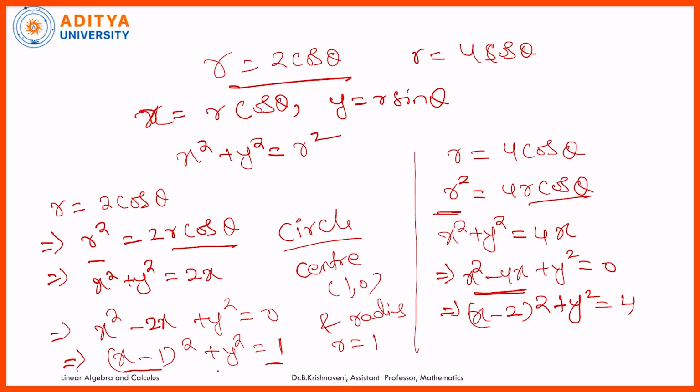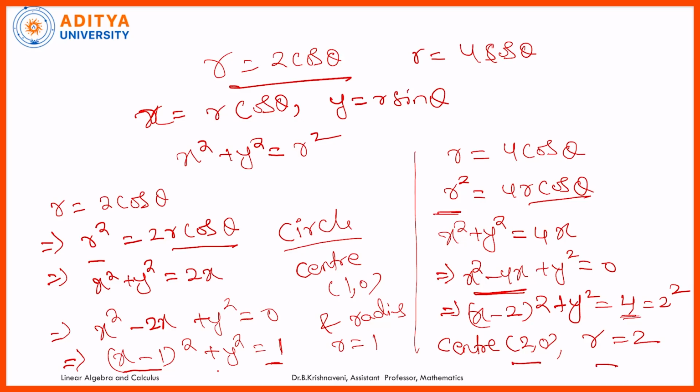Comparing with the general form of the circle, the center is (2, 0). The right side is r², which can be written as 2², so the radius is equal to 2. So the first circle has center (1, 0) with radius 1, and the second circle has center (2, 0) and radius 2.